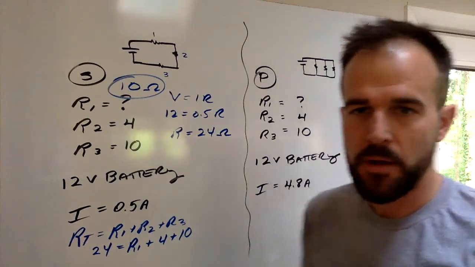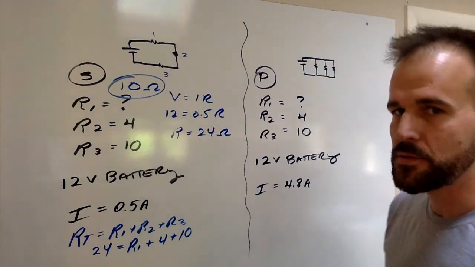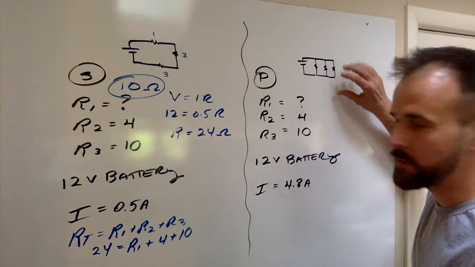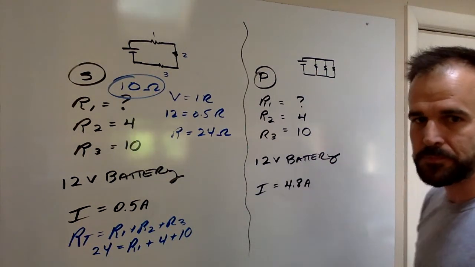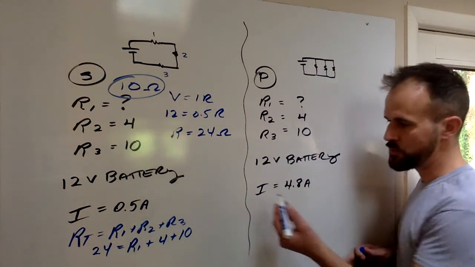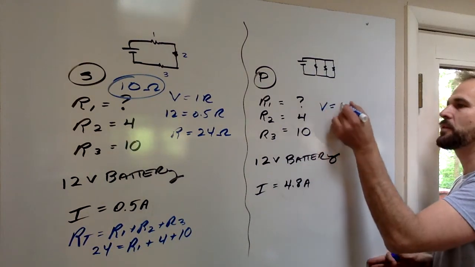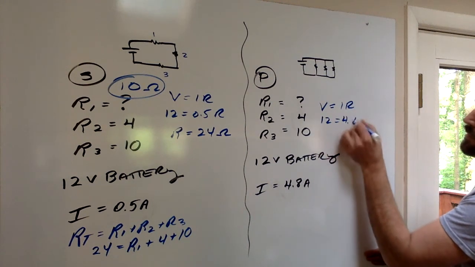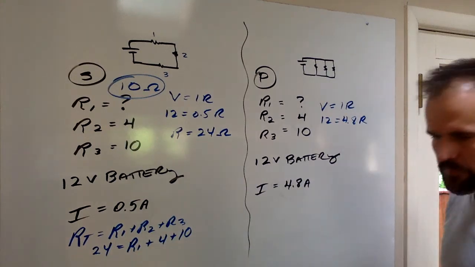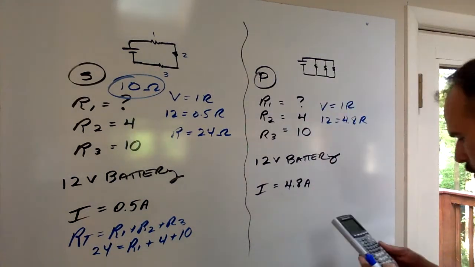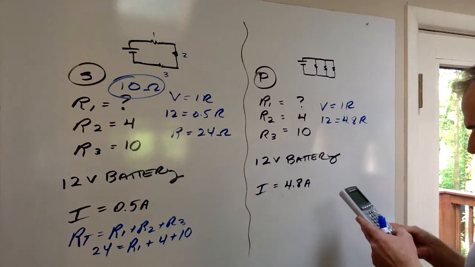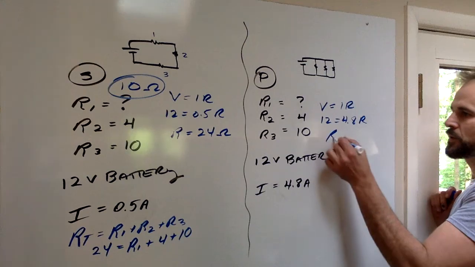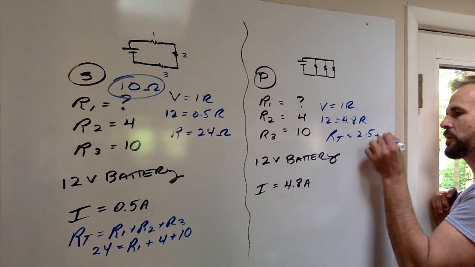Unknown. Parallel is just a little weird because of the reciprocal thing. So if you had an unknown R1, again R1, R2, R3, but in parallel this time, and were given similar information, you'd follow the same steps and say V equals IR first. So V equals IR: 12 equals 4.8 R. Divide by 4.8. 12 divided by 4.8 is 2.5. So the total resistance of this one has to be 2.5 ohms.